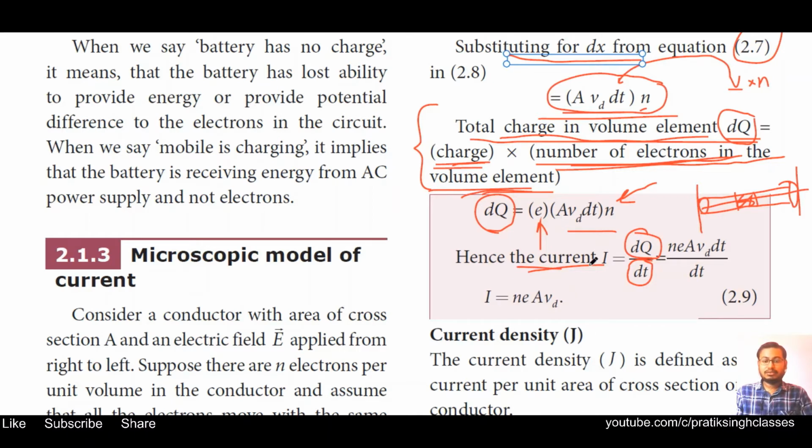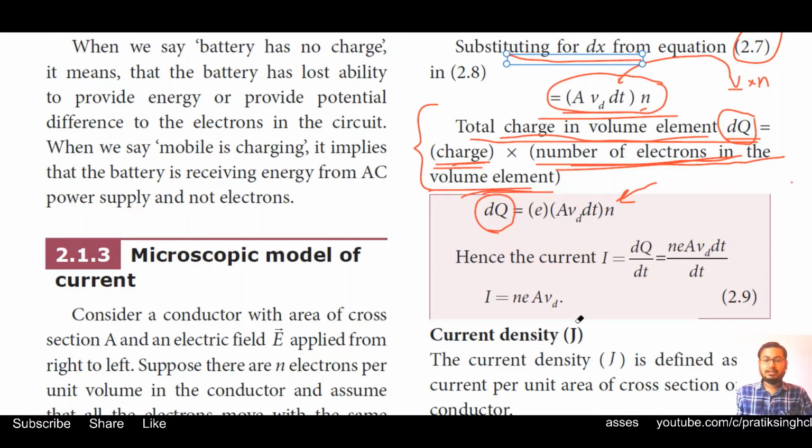Hence total current is equal to dq by dt, and in place of dq just substitute all the values, that is dq is equal to n E A Vd into dt, divided by dt. So here, dt by dt will cancel out and you will get I is equal to n E A Vd. So this is the current in the conductor. This is how we find out the current flowing in a conductor mathematically.